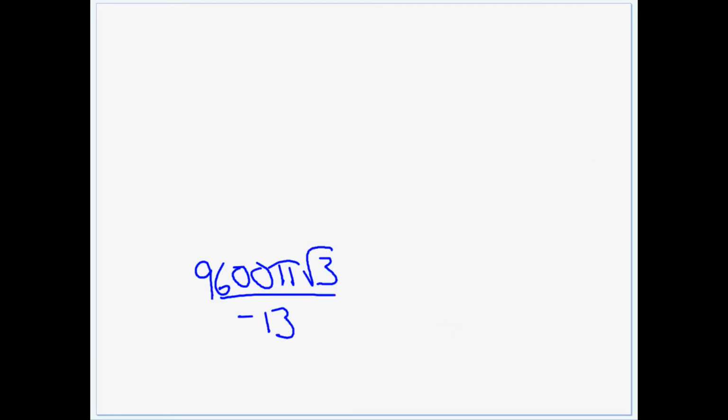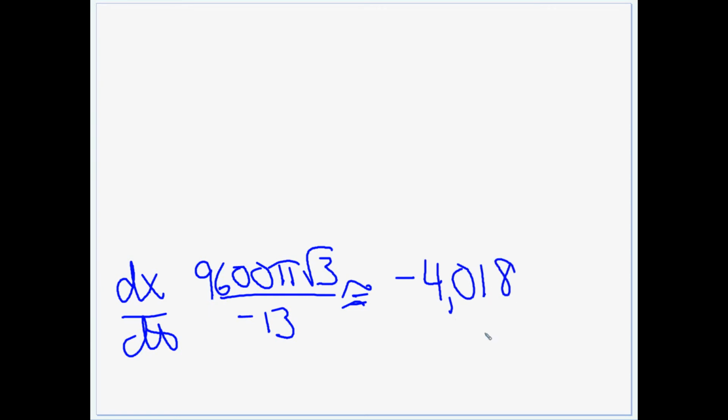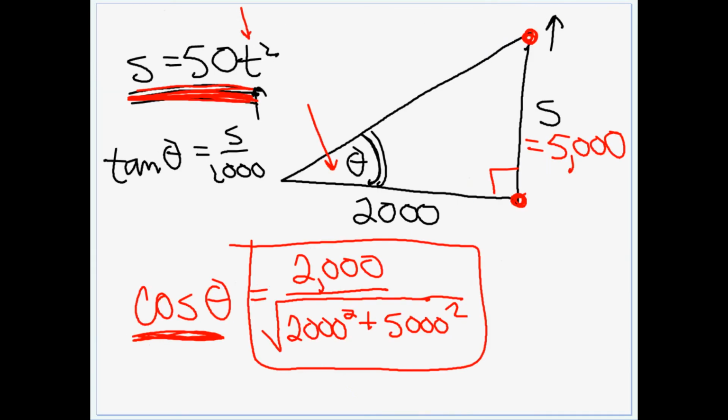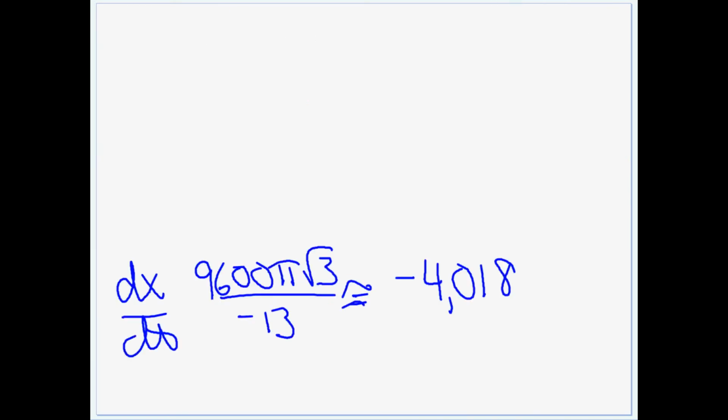But we can find this as a decimal. It might make more sense. Remember, this is our dx/dt. If you punch it in the calculator and get a decimal, it's approximately negative 4,018. And what would our units be? Remember, this is the side length of that in the piston. Everything we were dealing with was in inches, and we were talking minutes. So inches per min.